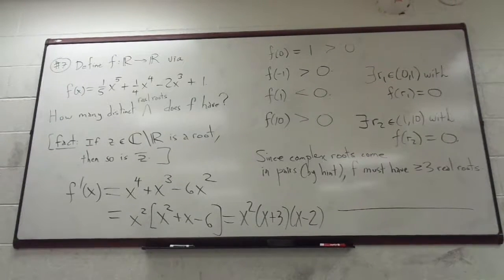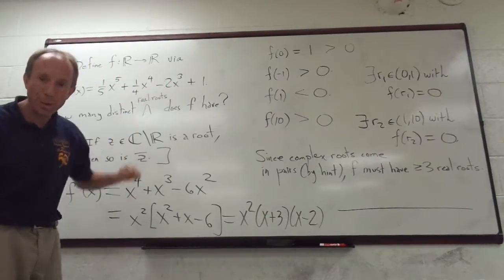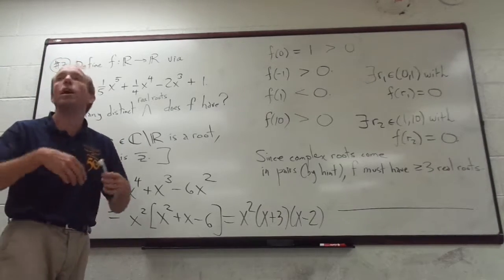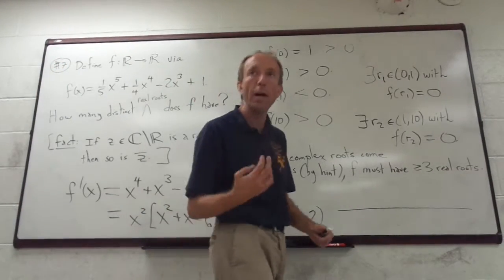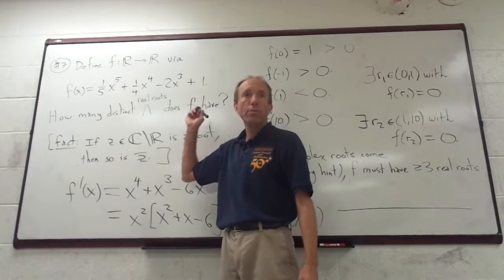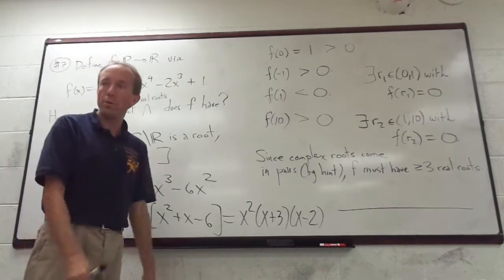Okay, so we had a little technical glitch. Let me just refresh our memory where we're at with this problem here. This is a 5th degree polynomial. So we know that it has to have a total of 5 roots, including complex roots, repeated roots, and whatnot. And so we're trying to figure out how many distinct real roots this thing has. Sounds like a location of roots problem.